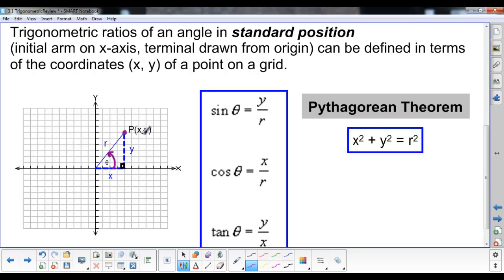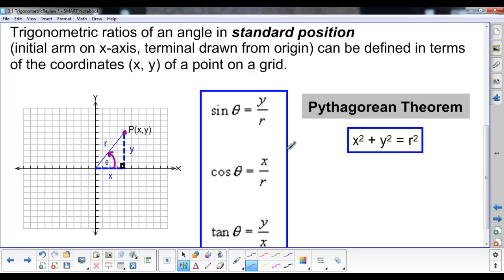And that point P has coordinates x and y. So basically to get to that point, we moved to the right x units and we moved up y units. And basically if we took that initial arm and rotated all the way, that would create a circle. So essentially this line that we created here is the radius of that circle. So that's why it's labeled as r.